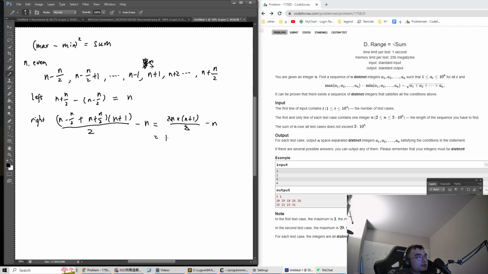It is n squared, right? It happens to be the left side's value. So hooray, we found such an array. So if n is an even number, then we can just output this array. Cool. So we solved half of the problem. So let's move on.